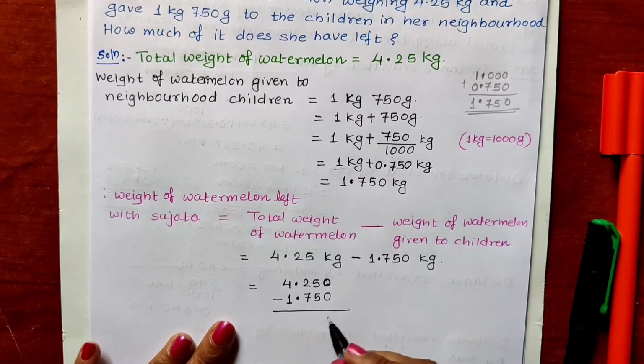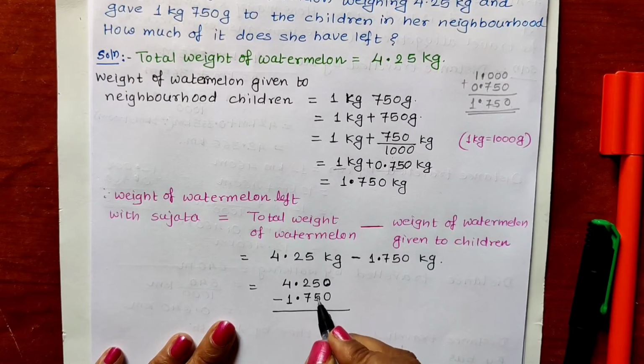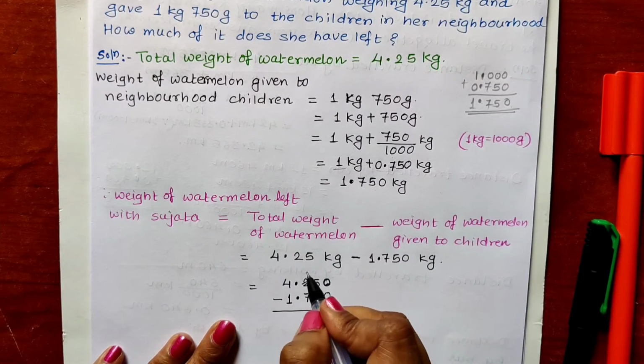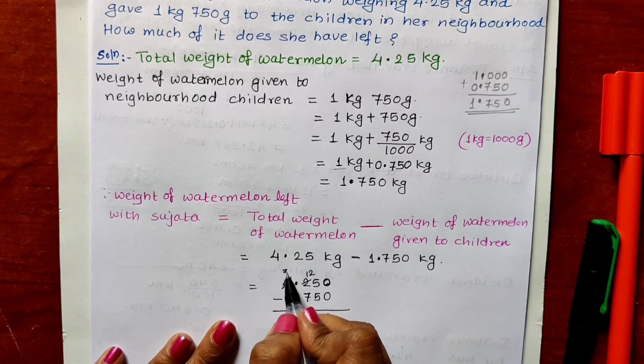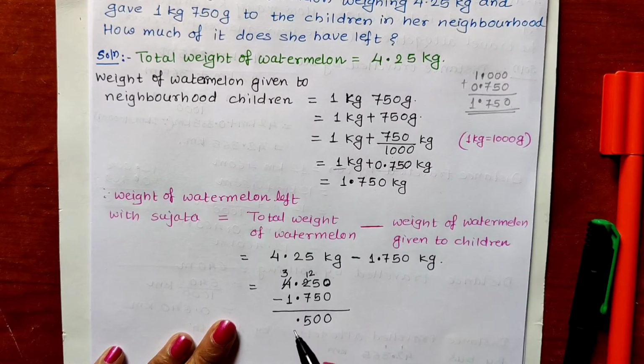Now 0 minus 0 is 0. 5 minus 5 is 0. 2 minus 7 cannot be done. We have to write 12. 12 minus 7 is 5. Point below point. We have written 12 here, that means 1 is borrowed from 4. So 3 remaining. 3 minus 1 is 2. 2.500 kg of watermelon is left with Sujata.